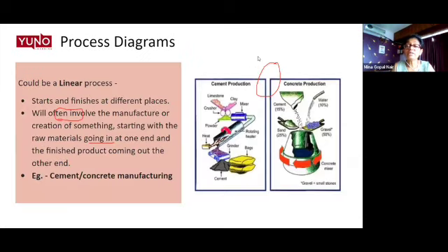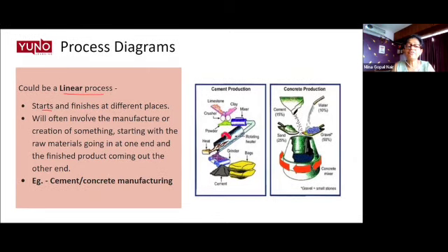Then we have linear processes. What are linear processes? Linear processes start at one point and they finish at another point. Linear is actually like this. This is a line. So you get the word linear from the word line. It starts at one point and it ends at the other point. So hence it's called a linear process.